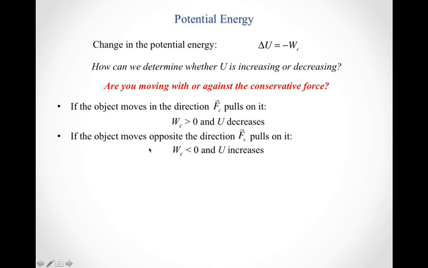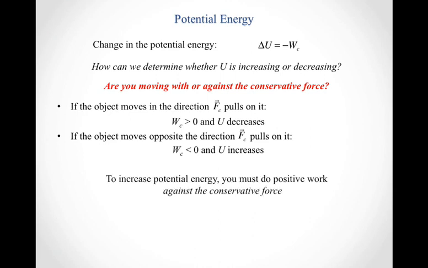On the other hand, if your object moves in the opposite direction that the conservative force is pulling on it, so it now moves against the conservative force, then the work done by the conservative force is negative. Again, negative work term times the negative sign out in front tells you that delta U is positive, which means that the potential energy increases. So again, whether or not your object is moving with or against the conservative force tells you whether or not the potential energy of your system is increasing or decreasing.